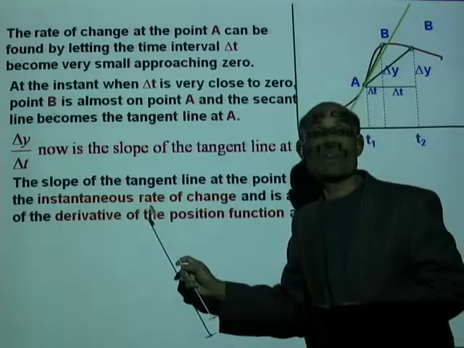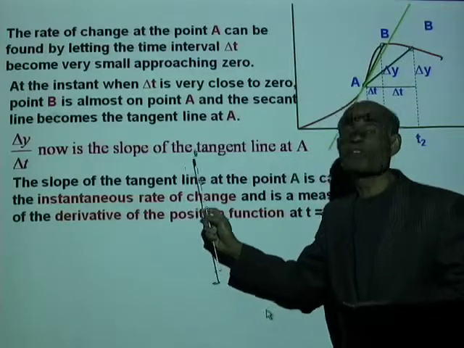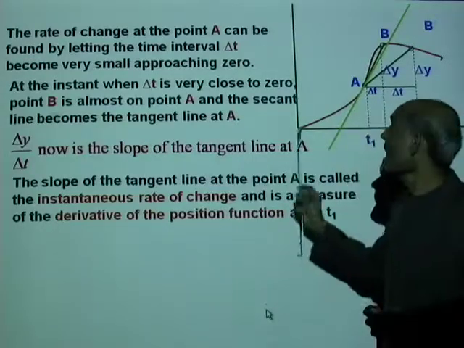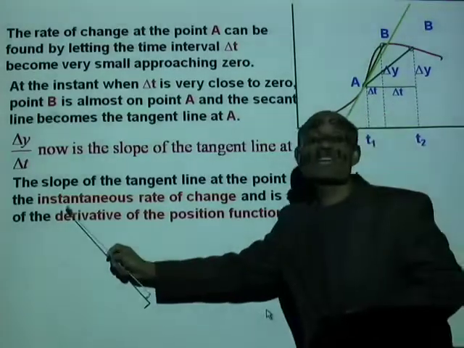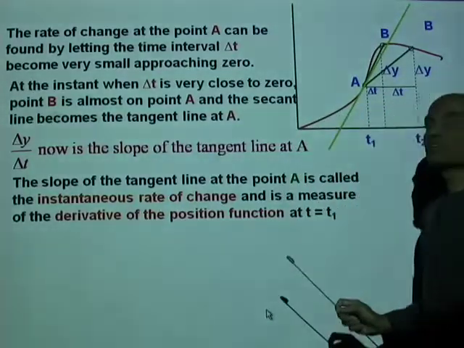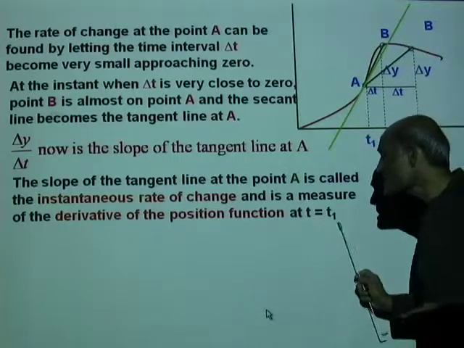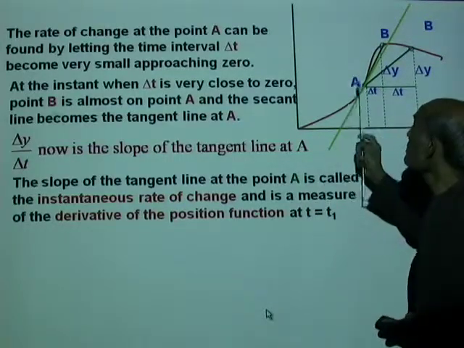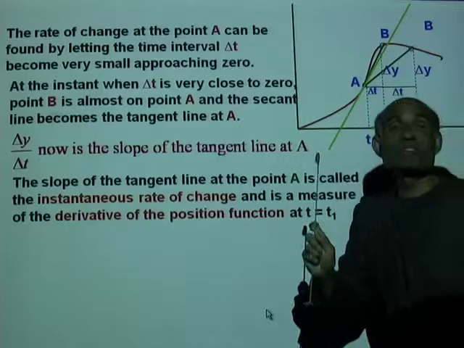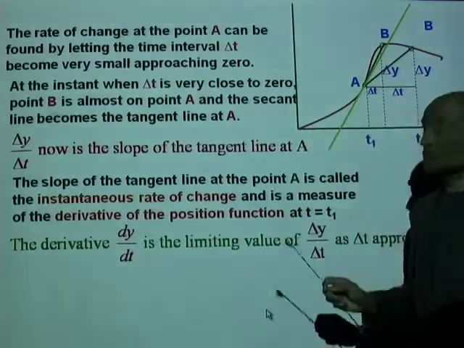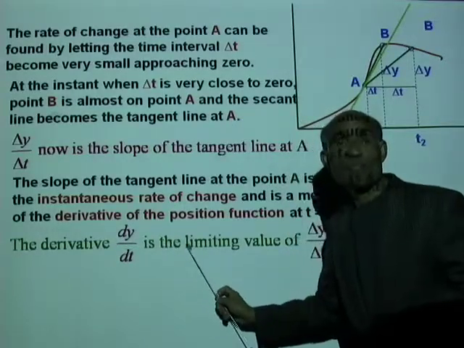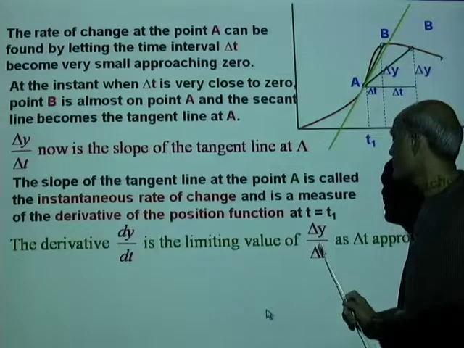So, again, what is the definition of derivative for a function like this? The slope of the tangent line at the point A is called the instantaneous rate of change, and that is a measure of the derivative of the position at t equal to t1. Now remember, the derivative will be different at different positions. The derivative is defined only at one position. So the derivative dy by dt is therefore the limiting value of delta y by delta t.